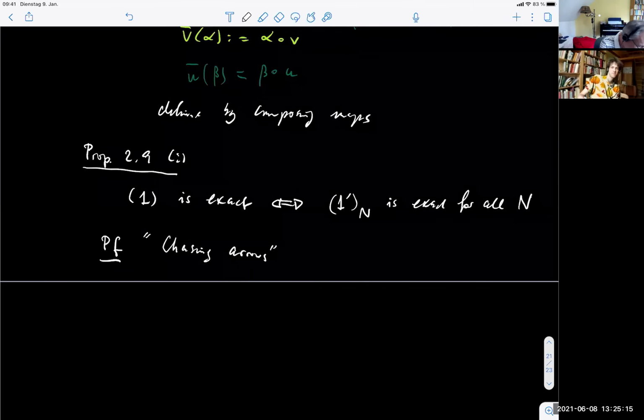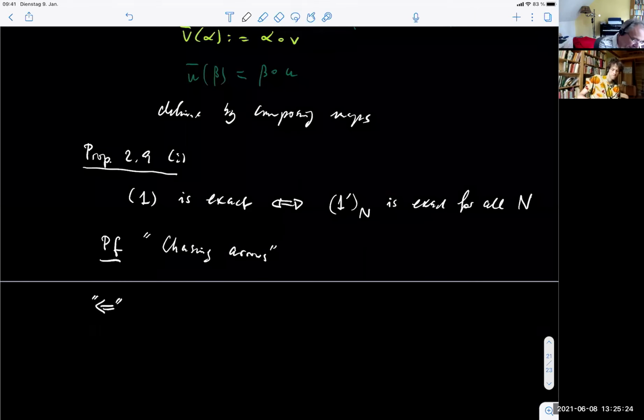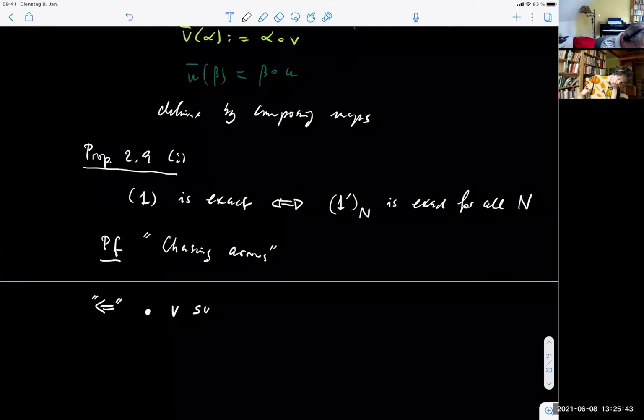Okay, let's do the non-trivial direction. From the left to right is very easy. Let's do from right to left. So let's assume I have this. 1 prime is exact for every choice of n, and I want to prove that the sequence 1 is exact. So I will go through it. So let's do it in steps. Let's first check that B is surjective.